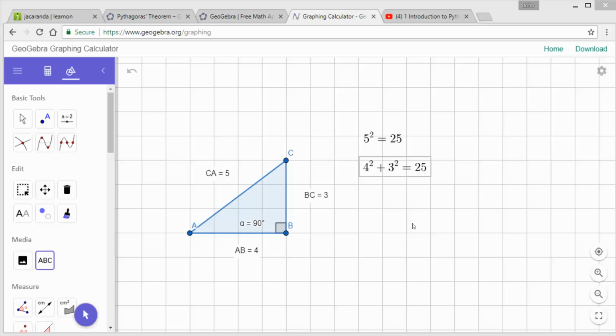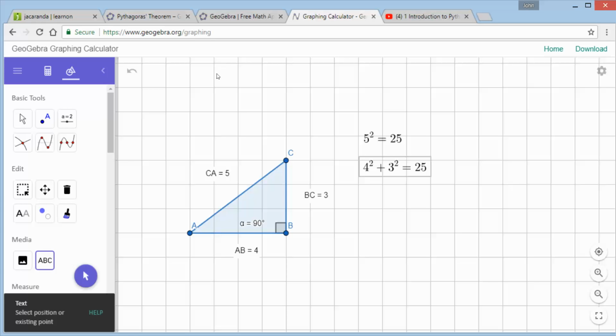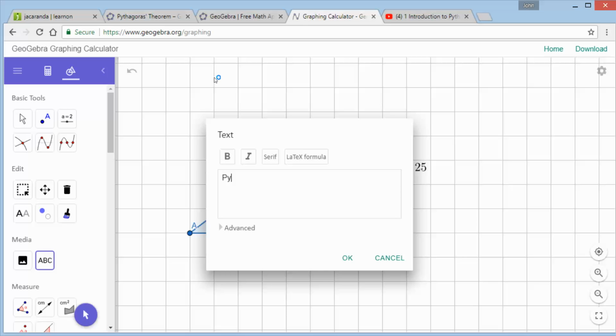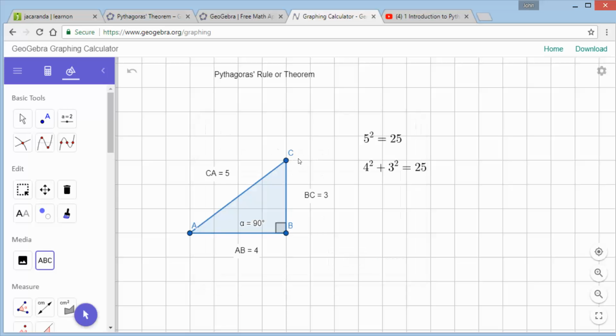So in the last video we introduced you to Pythagoras' theorem, and actually I might write that in since I haven't written Pythagoras' rule or theorem. So theorem's the fancy word in mathematics for a rule. So remember what a rule means. It means something that's always true no matter how many examples you try.